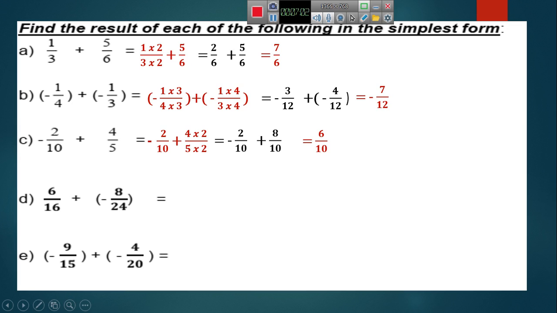But 6 over 10, this is not in simplest form. So we need to simplify this fraction by dividing both of them by 2 to get 3 over 5.